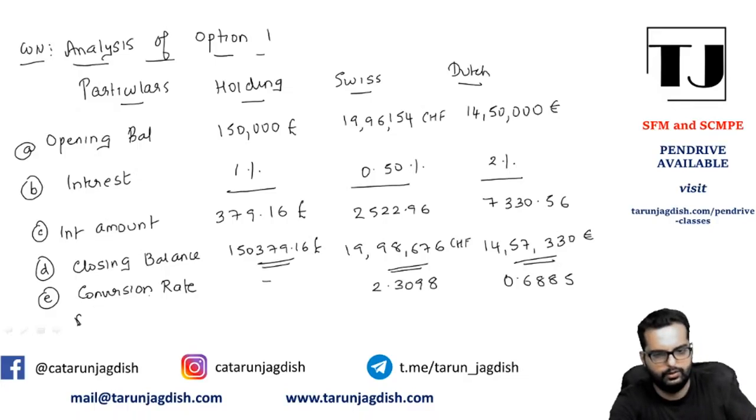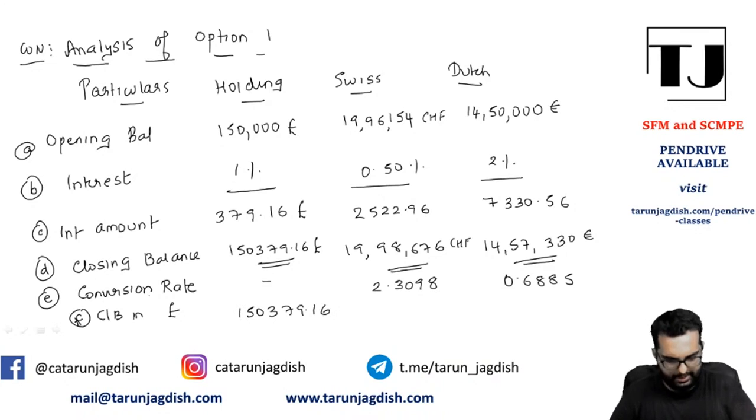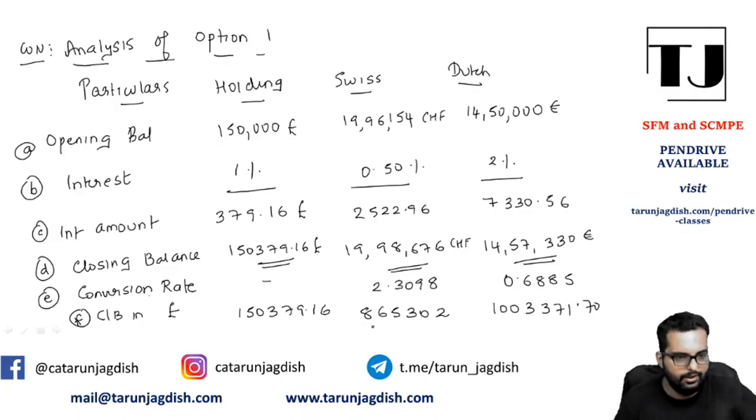Based on this, now what will we do? We will get the closing balance in sterling. Here it will be 150,379.16. Here it would be 19,98,676 CHF divided by 2.3098, that will be 8,65,302. The last one would be 14,57,330 euro into 0.6885. That will give you 10,03,371.7.